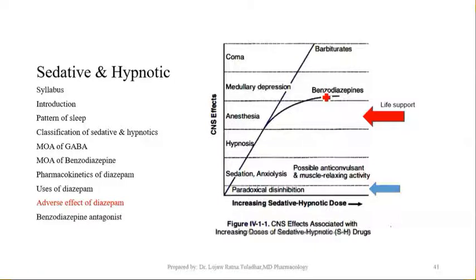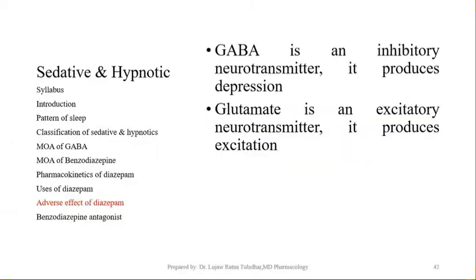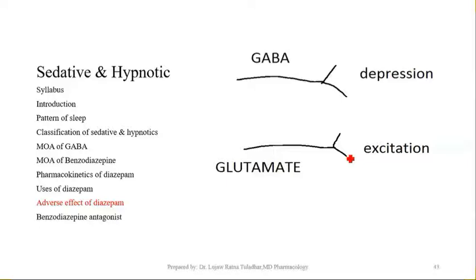So we were talking about excitation as an adverse drug reaction to sedatives and hypnotics. And this excitation is because of this first term that we see over here, paradoxical disinhibition. Here GABA is an inhibitory neurotransmitter. It is supposed to produce depression. Glutamate is an excitatory neurotransmitter. It is supposed to produce excitation.